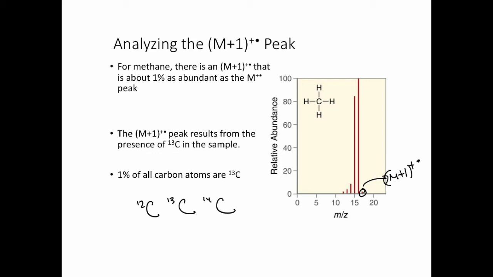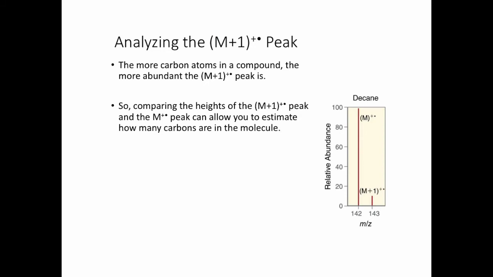So as a result, whenever you have a carbon-containing molecule, you're going to have a peak to the right of the molecular ion that is 1 atomic mass unit higher than the parent ion peak. And that's because 1% of methane molecules that pass through the instrument will have a carbon-13 atom, not a carbon-12 atom. Now, if you increase the number of carbons in your molecule, there's more chances that those carbons could be carbon-13 atoms versus carbon-12 atoms. And this is just a result of statistics.